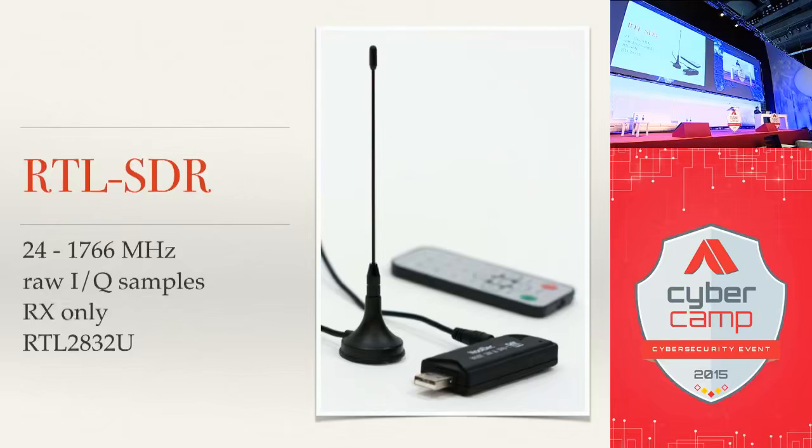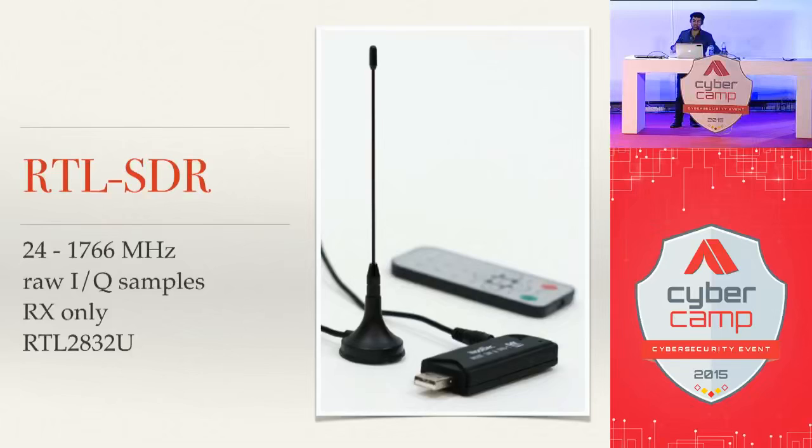Another tool I like to use is called RTL-SDR. It uses a Realtek chip, and it's a much smaller range, so that'll go 24 megahertz to 1.7 gigahertz. You can also get your raw IQ samples. It only receives, but it's very inexpensive. It's around $20, and it's still pretty powerful. It's also nice and small, so it's pretty convenient to carry with you.